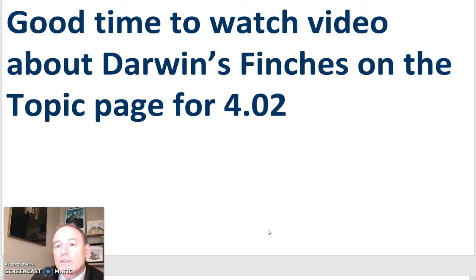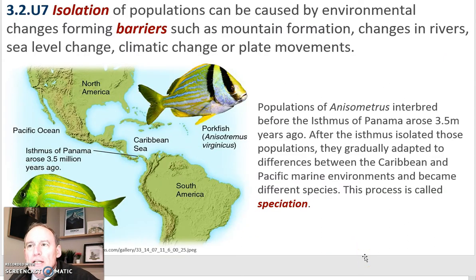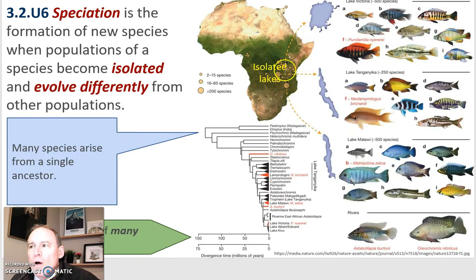Now, if you've had a chance to watch the video, you'll have seen this in action. And another way that you can have speciation occur is due to isolation of populations, which can be caused by environmental changes forming barriers, such as a mountain formation, changes in rivers dividing populations, sea level change, climatic change, or plate movements. And that plate movement isolation is likely what may have happened with the fish that we saw in this example, where there was maybe one lake originally, but then they get isolated in these three different lakes.